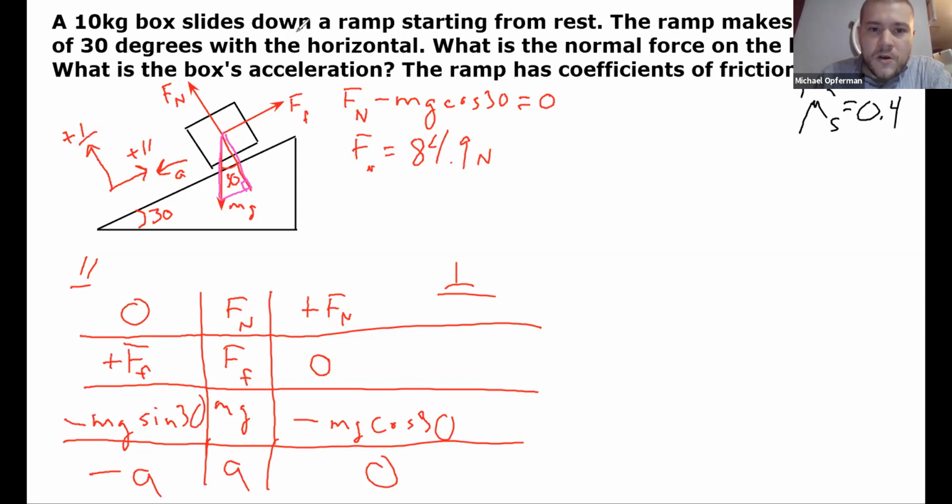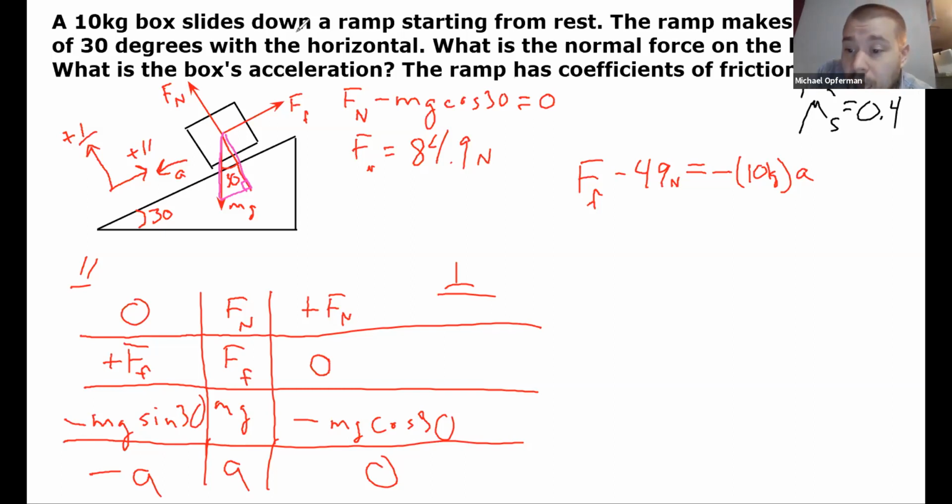Okay, so there's my perpendicular equation. Now my parallel equation. I'm going to have friction minus mg sine of 30. Let's plug that in too. M is 10 times 9.8 times sine of 30 equals 49 Newton. That's it. And then this will equal minus M, which is 10, times A. So my equation looks something like that.